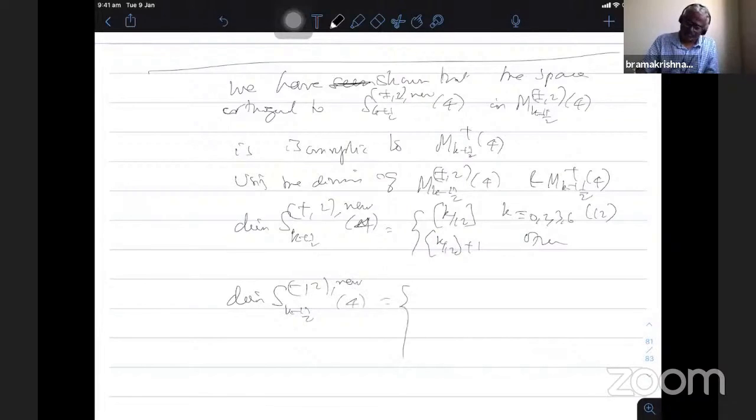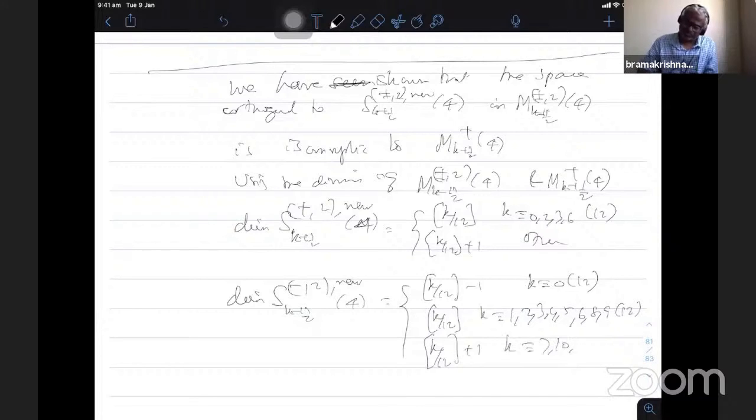So here it is k/12 minus 1 when k is 0 modulo 12, k/12 if k is congruent to 1, 2, 3, 4, 5, 6, 8, 9 modulo 12, and the remaining is k/12 plus 1, for k congruent to 7, 10, 11 modulo 12. Just by using that, one can get it.